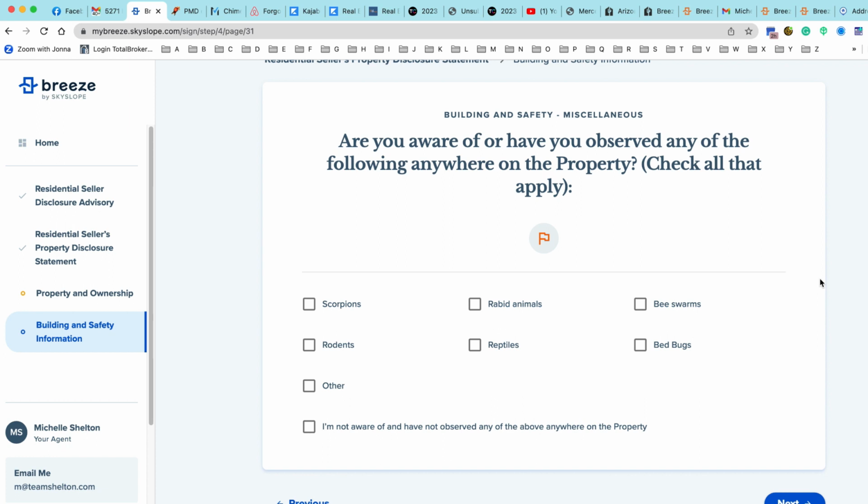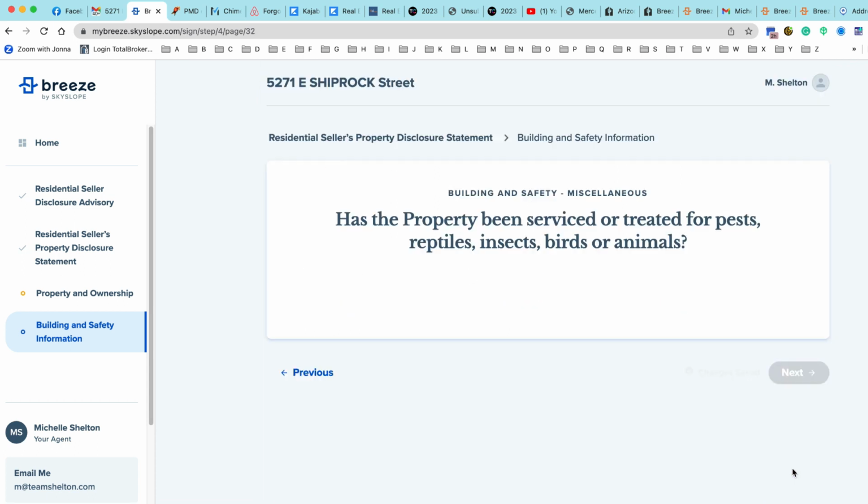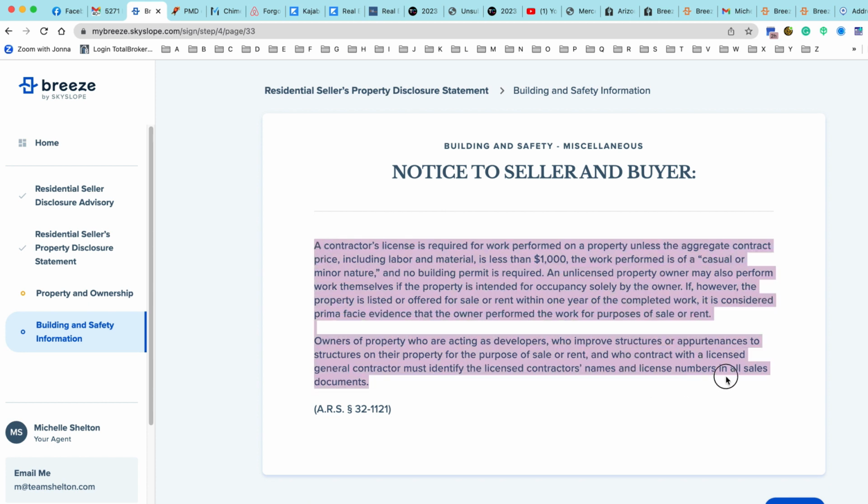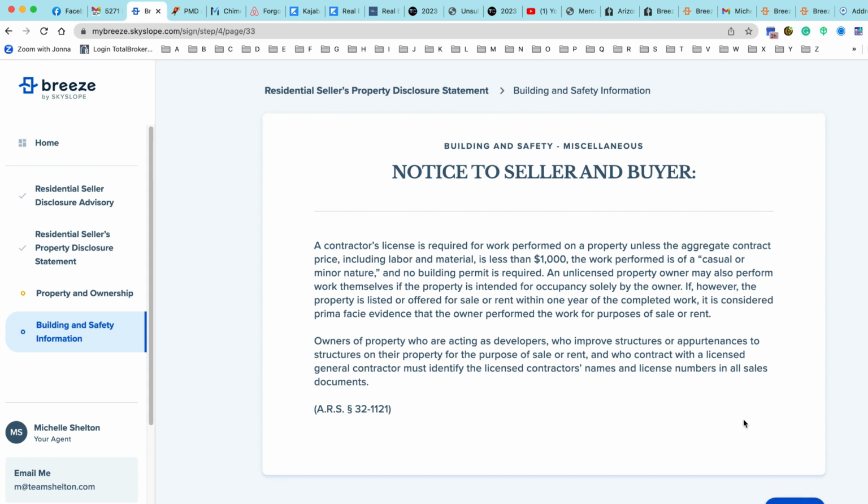Are you aware or have you observed any of the following anywhere on the property? Rabid animals. That's why we don't like dogs. No. Has the property been serviced or treated for pests? No. Notice to seller and buyer. Oh, good. It has the $1,000 contractor thing in here. That's pretty cool.